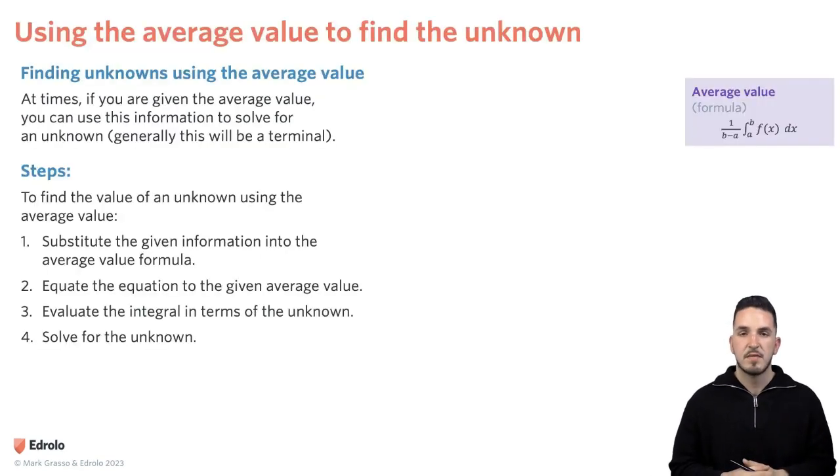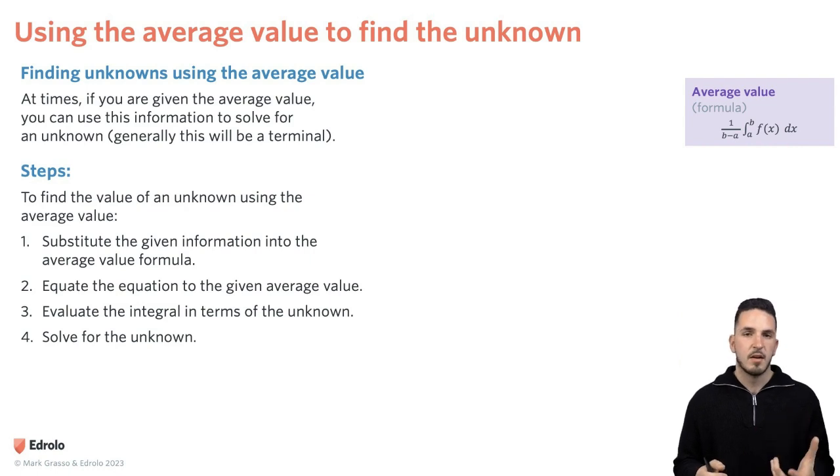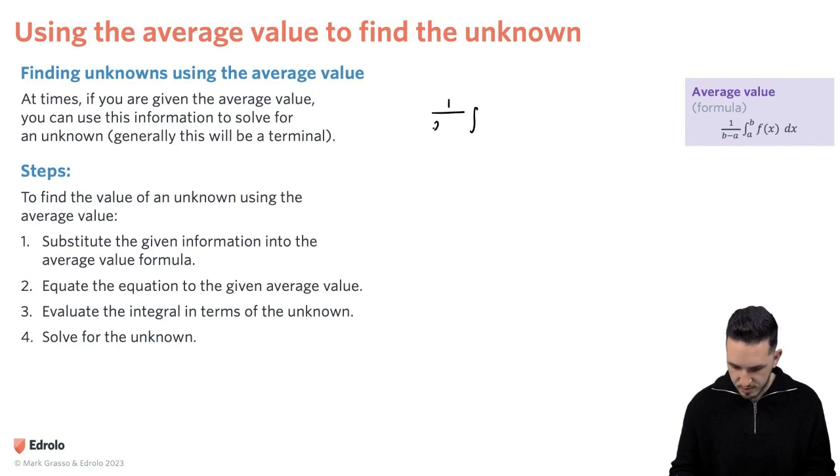So, using the average value to find the unknown. At times, particularly in the exam, you may be asked to find the unknown value once you're given the average value of a function already. So for example, you could use this information to solve for an unknown, which generally would be one of the terminals. So you could have something like, let's say the average value between a and 2 of f of x dx was equal to 4.